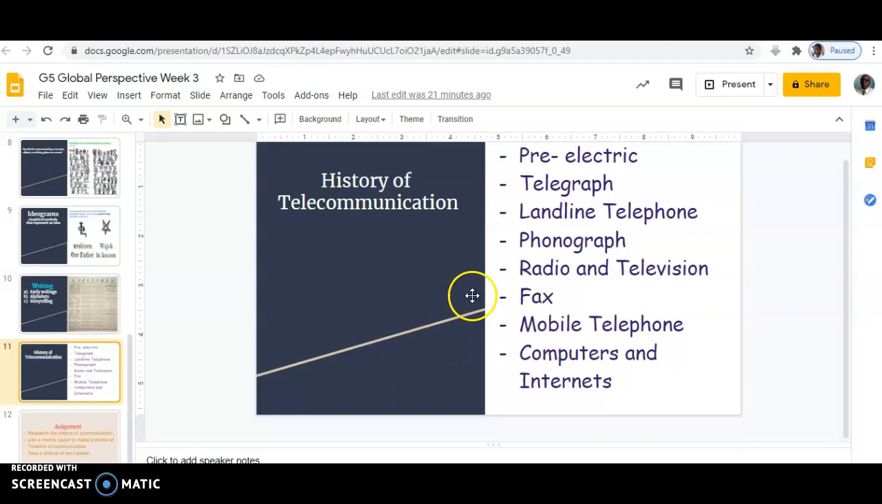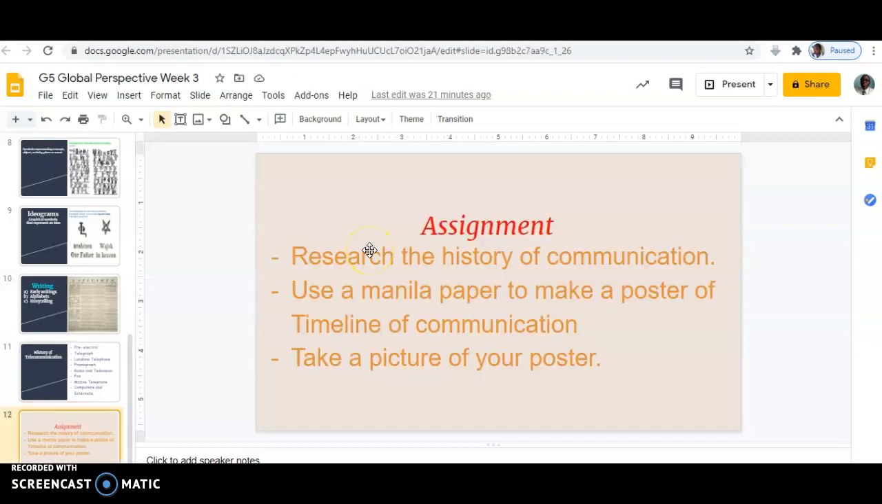Now with that, that is enough for the history of communication. What remains for you is to continue doing more research and come out with a more detailed history of communication, the ways by which people were communicating a long time before these recent ways came into being.